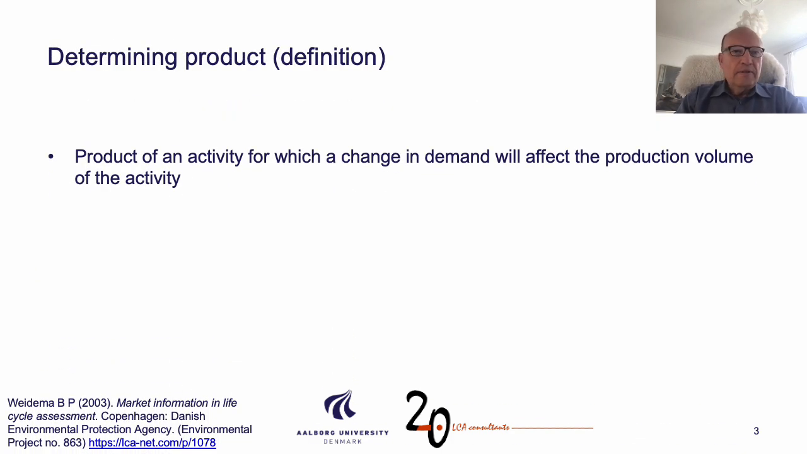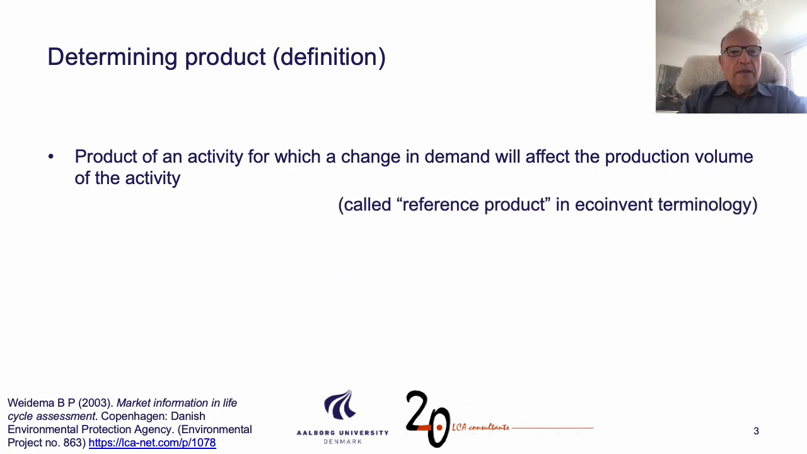The definition of a determining product is that it's a product of an activity for which a change in demand will affect the production volume of the activity. This is ecoinvent terminology called a reference product.